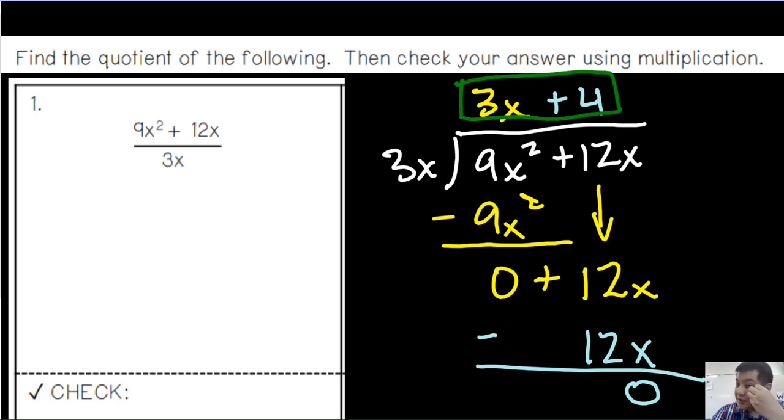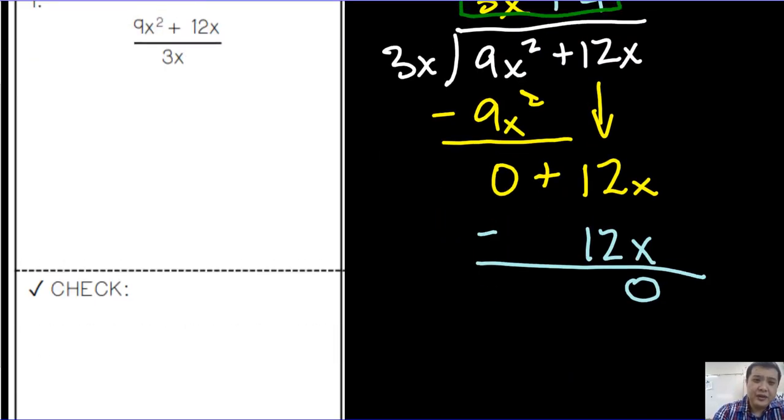And we can check our answer by multiplying our divisor and our quotient. So we see that 3x times 3x plus 4, if we multiply that together, 3x times 3x is 9x squared. 3x times 4 is 12x, so we should get back our dividend.